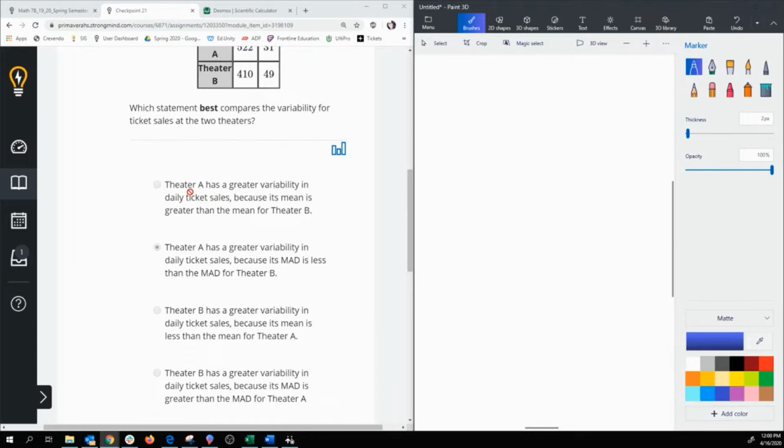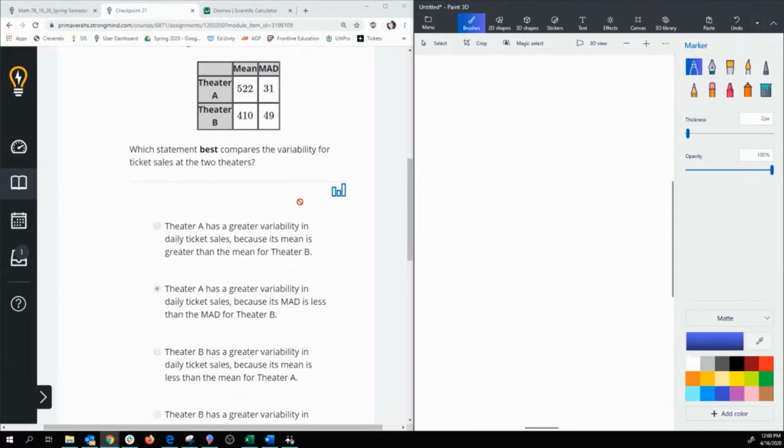So this first one says that theater A has a greater variability in daily ticket sales because its mean is greater than the mean for theater B. When you are determining variability, you want to use your mean absolute deviation. Your mean absolute deviation will tell you more about the variability in your data than your mean.